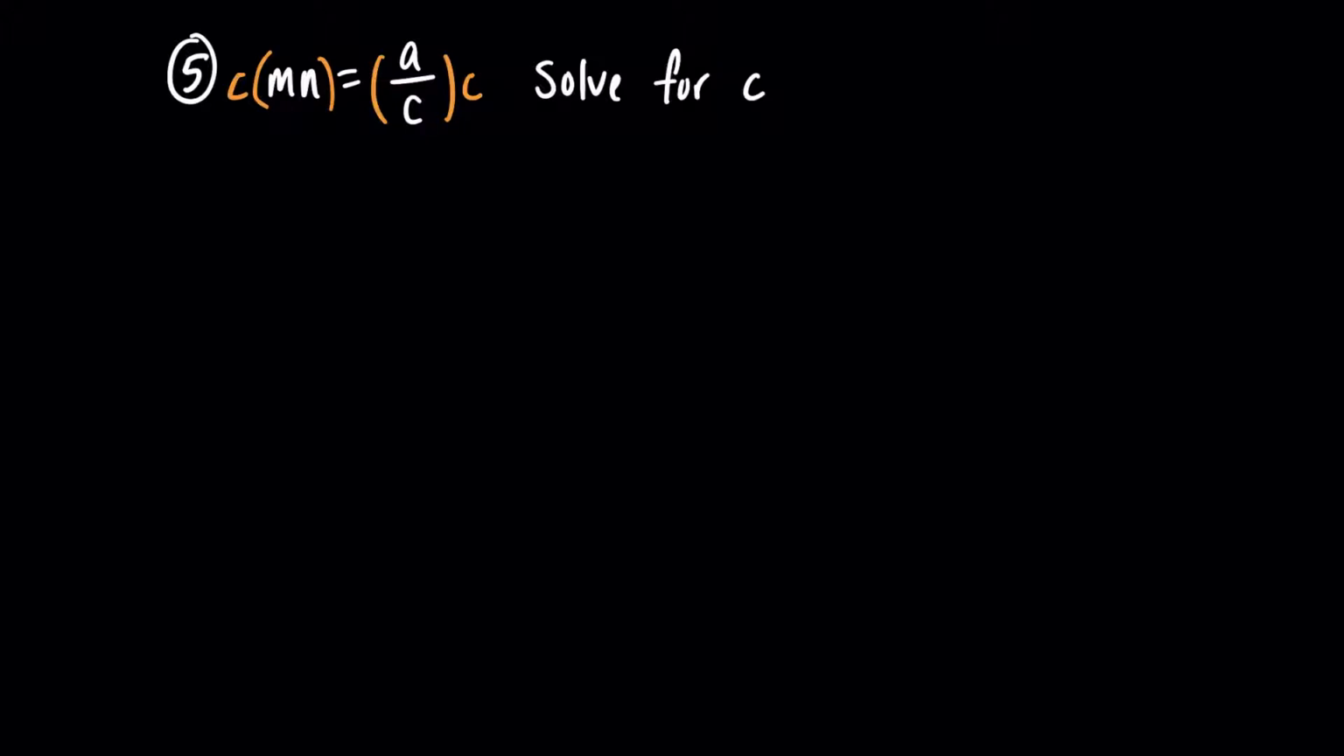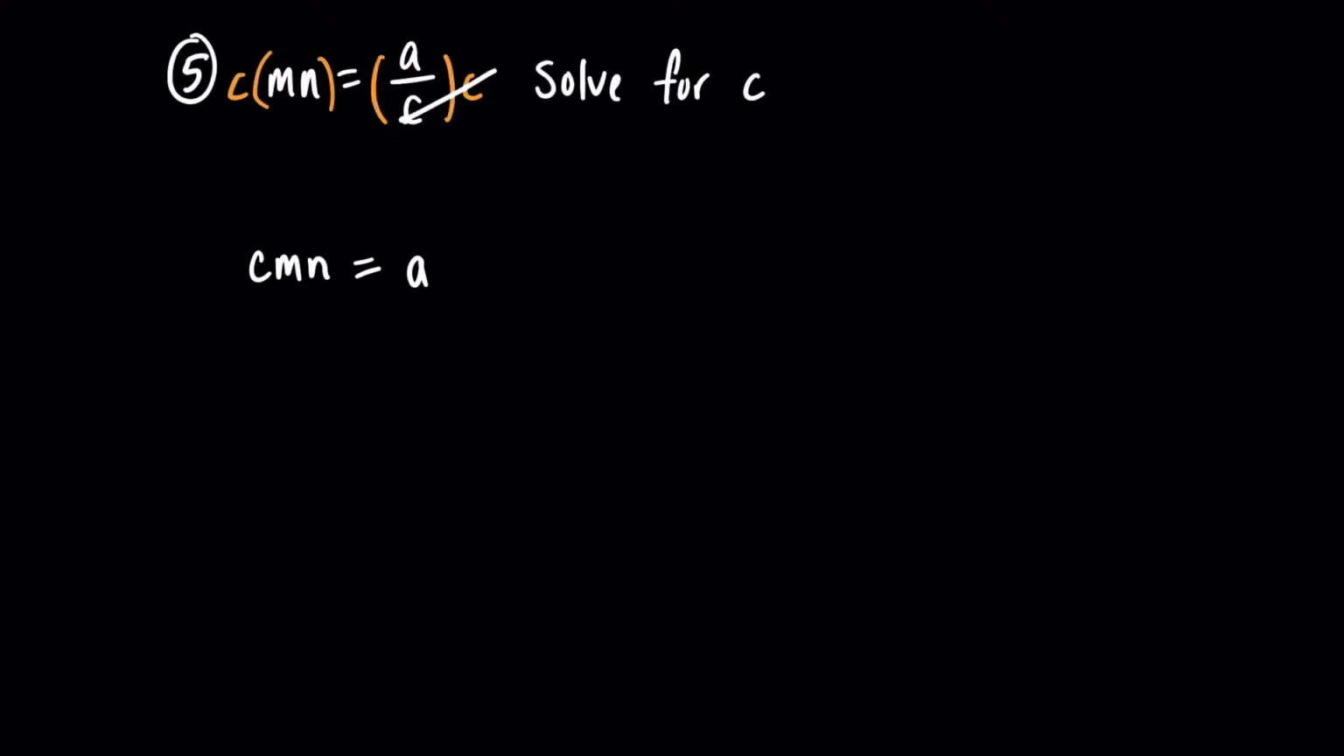When we do that, on the left we'll have c times m times n, which I'm just going to write cmn. And that's going to be equal to, when you multiply by c here, the c's get rid of each other and you're going to be left with a. And so now the direction said to solve for c. So we're going to have to get rid of the m and the n in this case.